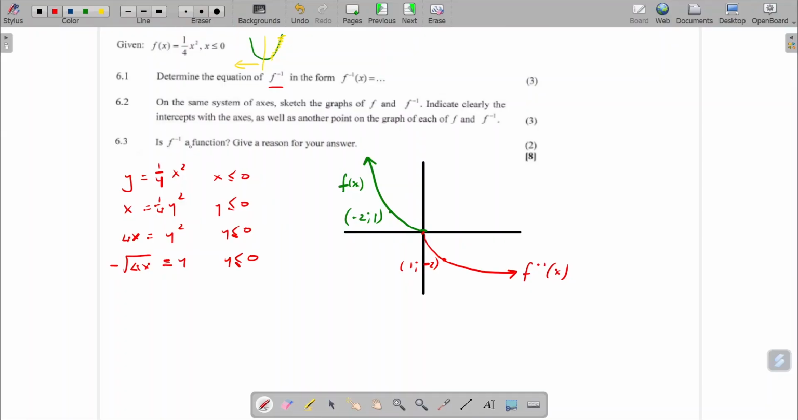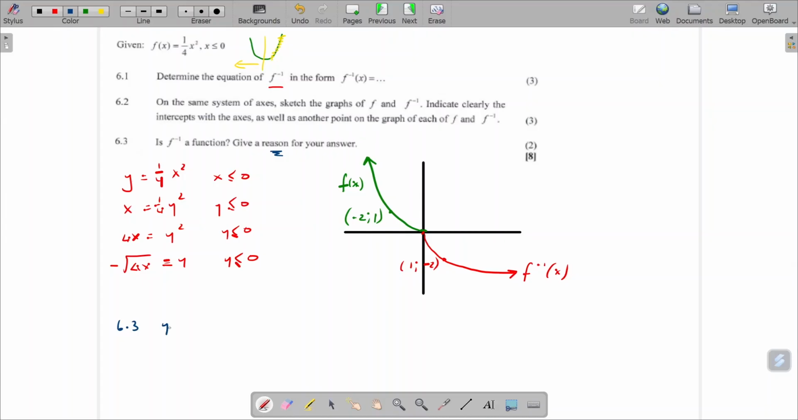We're fine. Is f to the minus 1 a function? Give a reason for your answer. Now, it's a little bit tricky because it's not the first part, it's the giving the reason that's the issue. So 6.3, the answer is yes. Okay, it is a function.